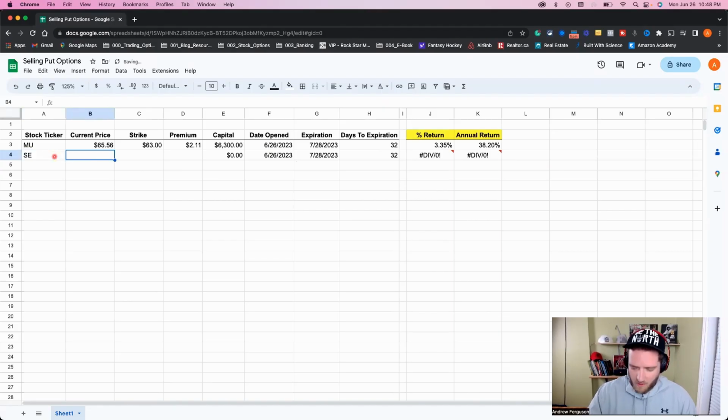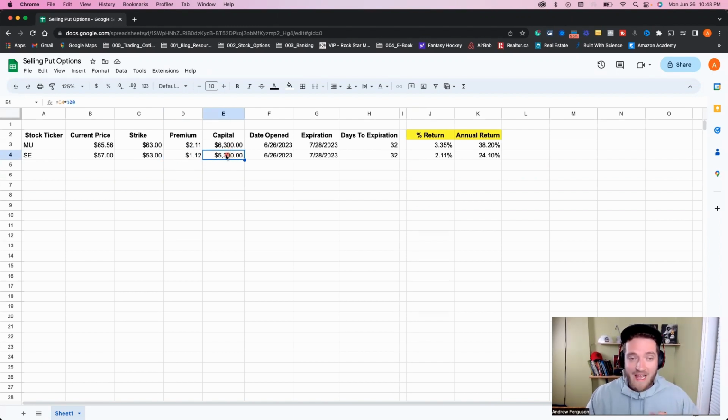So SE, current price, we said 57 to keep it easy. Strike price, we said 53. And premium, we said 1.12. So capital for this trade, again, is $5,300, a little less than the last one based on the strike price. It's 53 times 100 shares, which you would have to buy if the stock price of SE drops below $53 by the expiry date of July 28th. 30 days to expiration again, and you have a 2.11% return, annualized 24% return.